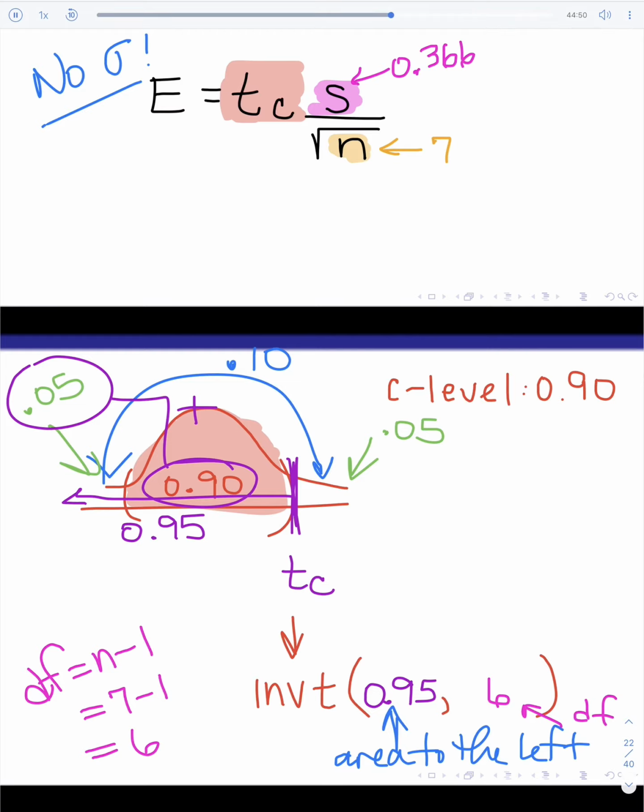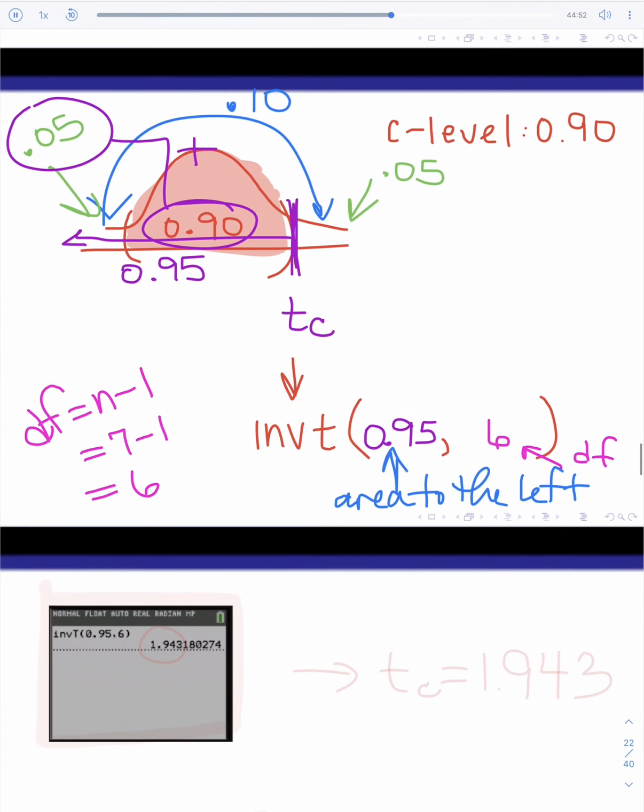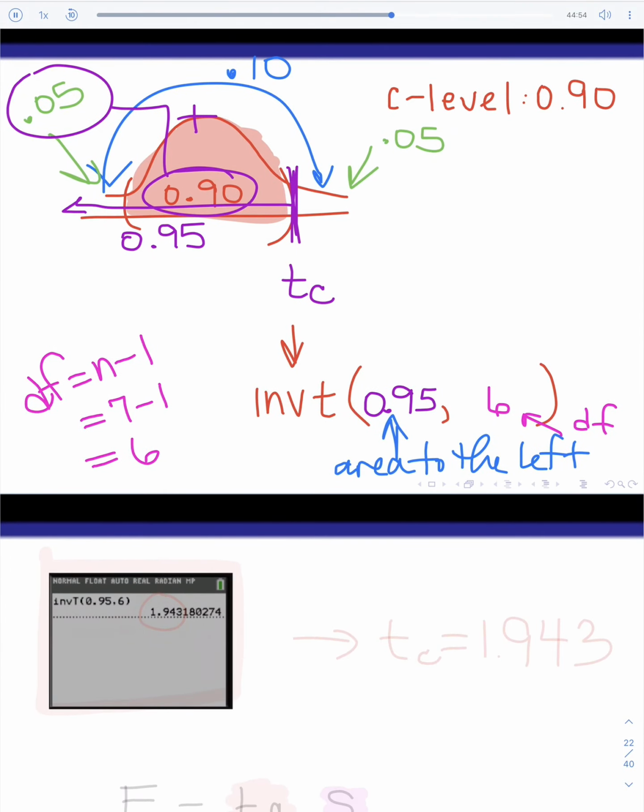So, but you're going to get to the inverse t on your calculator by doing that second, then your distribution, and you're going to go find the inverse t, which should be right below the inverse norm. And let's see what we end up with. We end up with 1.943.